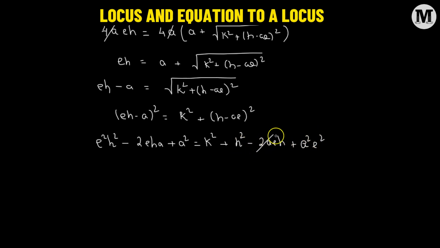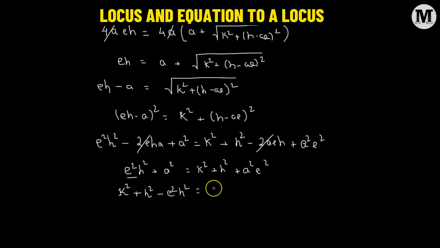So here we can cancel out negative 2AEH from both sides. So now we have E squared H squared plus A squared, and this will be equal to K squared plus H squared plus A squared E squared. So let's do one thing. We're going to rearrange the terms. So we have K squared plus H squared, and we will transpose this E squared H squared to the other side and combine with H squared. So we have negative E squared H squared. And on the right hand side, now we will have A squared minus A squared E squared.